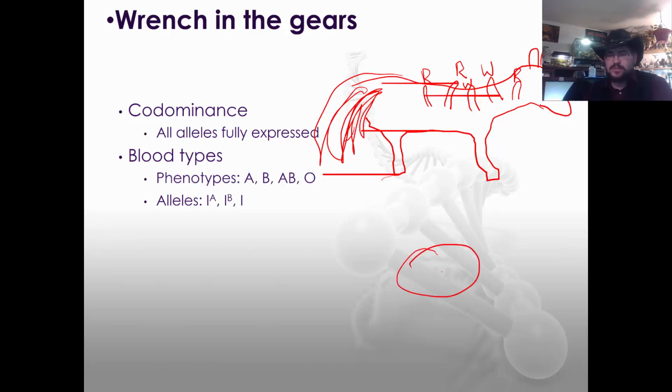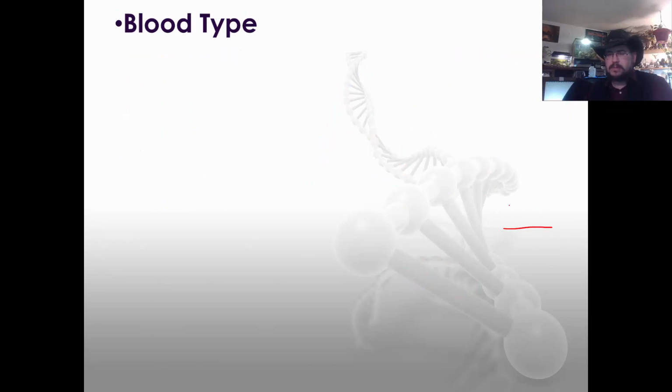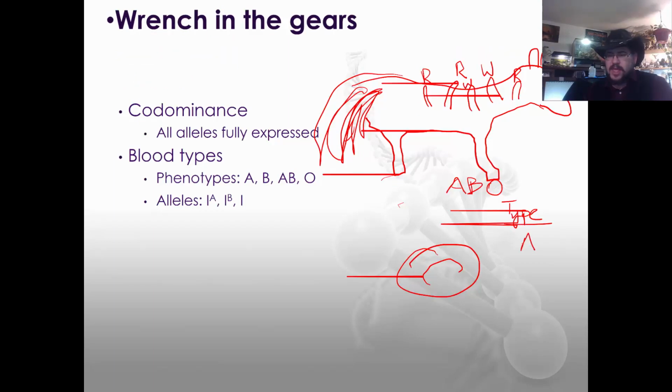Or with red blood cells with blood typing, which you're doing in lab this week. Some of you already have done it. You have the ABO blood types, in which you have type A, B, AB, and O. And these are little proteins on the red blood cell. So say this is an A protein. And then maybe this is a B protein.